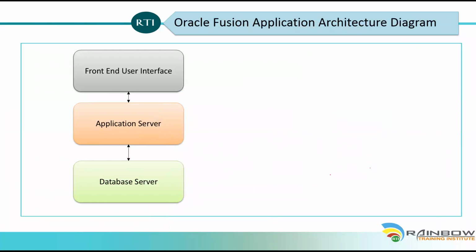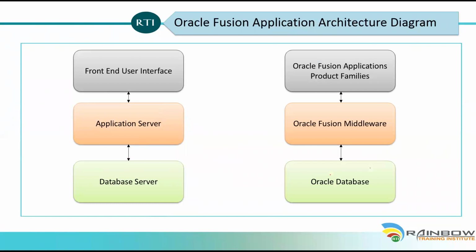In Fusion also, we have these three, and they are the front-end user interface. I would call it Oracle Fusion Applications Product Families. Application server, I will call it a Fusion Middleware. Database server is an Oracle database. Okay, so let's talk about each individual component. What are the Oracle Fusion Applications Product Families?